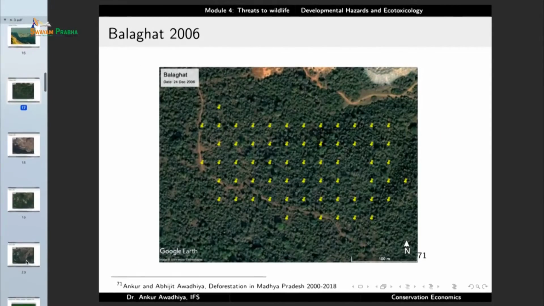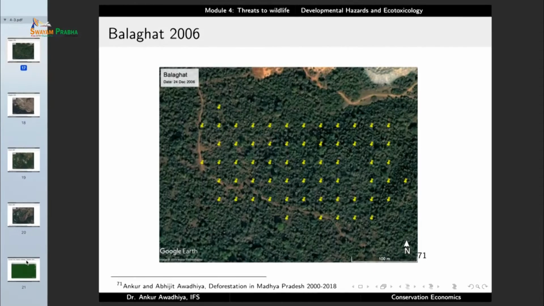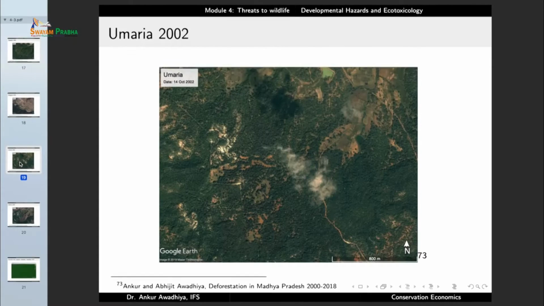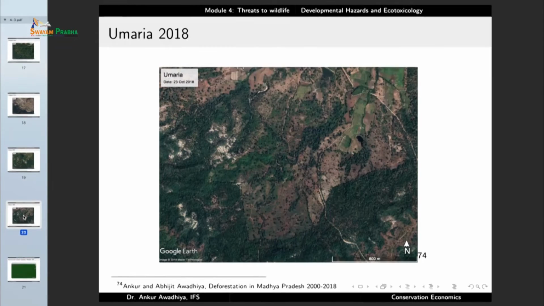So, this is an example of deforestation for mining. This is Balaghat in 2006. This is the same area in 2018. The forests are gone. This is an example of going for economic growth, because of which people are diverting the forest into agriculture. So this is Umaria in 2002, and if you concentrate on this area, it's gone. All of these forests are now gone. So this is Umaria in 2018.